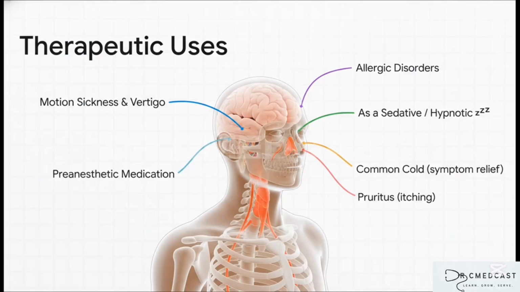uses. And that brings us to their therapeutic uses, which go way beyond just allergies. Look at this list: motion sickness, vertigo, sedative for sleep. What do these have in common? They're all brain effects. And that's why these jobs are exclusively for the first-generation agents, the only ones that can actually get into the brain to do the work.